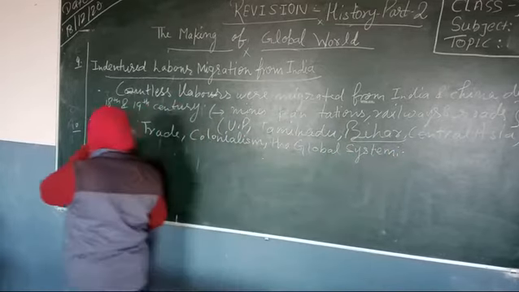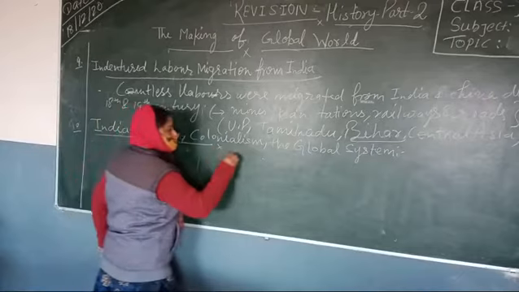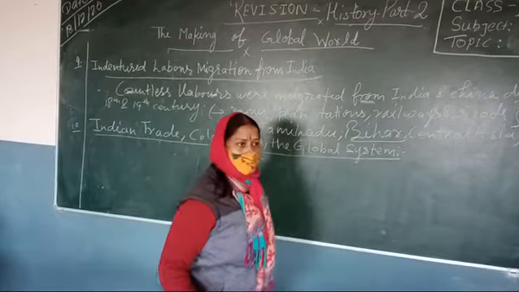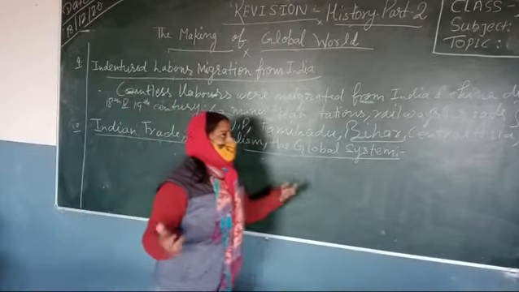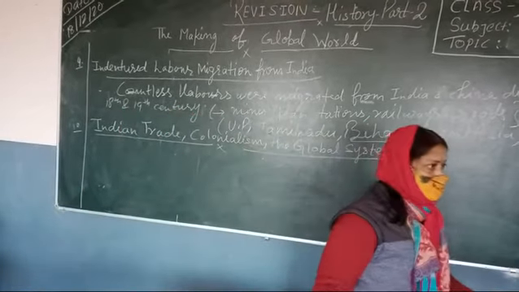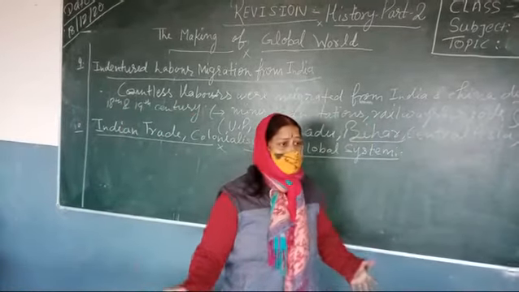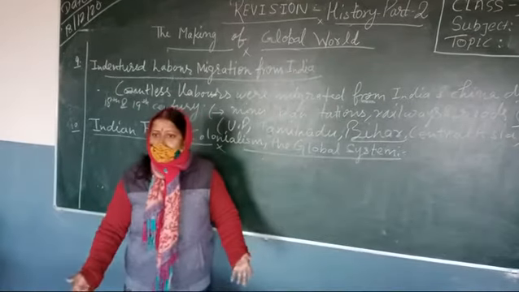So we know how India was known as the golden bird, because we are the producer of cotton. Cotton means the raw material for the textile industry.